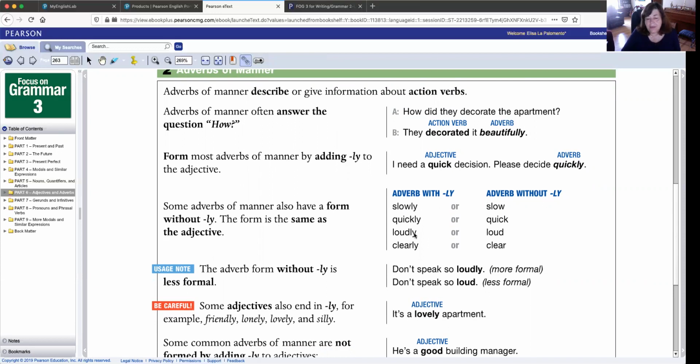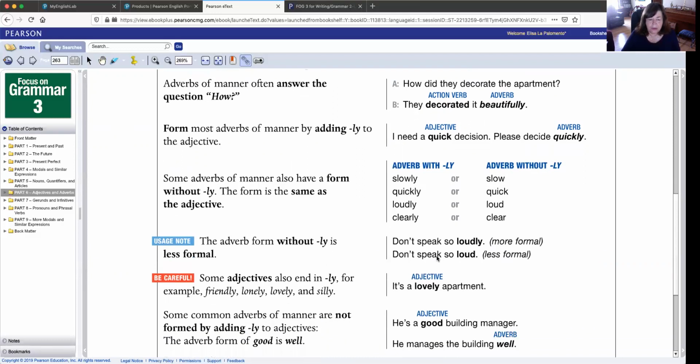Okay, so the adverbs are slowly or slow, quickly or quick, loudly or loud, clearly or clear. I wish they had not put this in the book because it really is incorrect grammar without this. I think they put it here because it's a very informal way that Americans speak, but that doesn't really make it correct. I think it just makes it accepted now. And it will show you here.